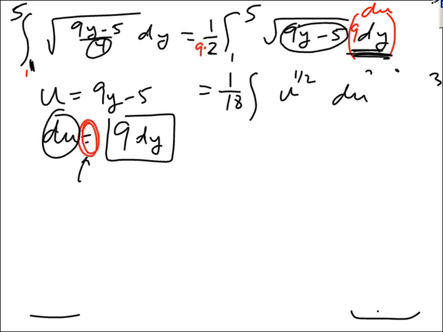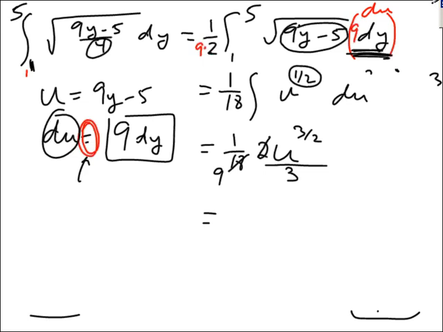Square root of u means u to the half. But that's a simple integral now. I add 1 to this power, which is 3 halves, and then I divide by 3 over 2. Coincidentally, 2 goes into 18 9 times. 1 times u to the 3 halves is u to the 3 halves, and 9 times 3 is 27.